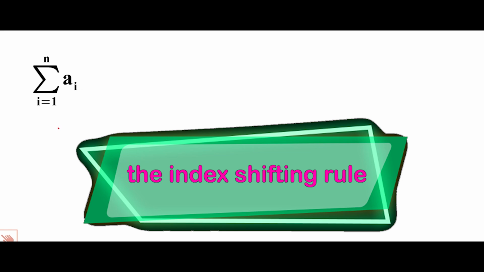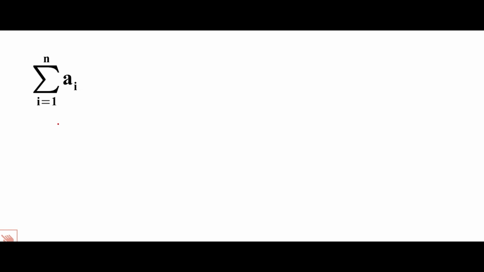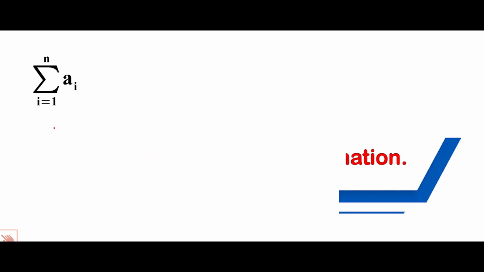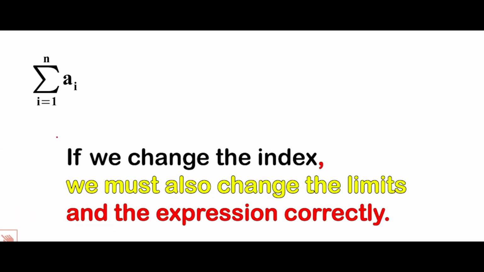In this video, we're gonna talk about the index shifting rule. Sometimes we wanna rewrite a summation by changing its index. This is called shifting the index of summation. The most important idea is this: if we change the index, we must also change the limits and the expression correctly.